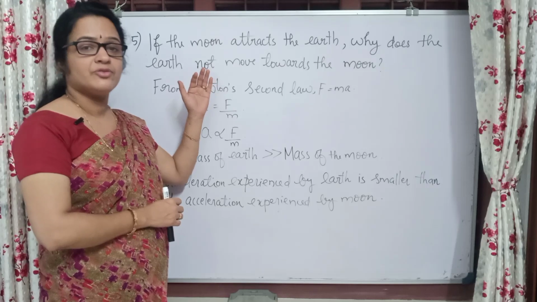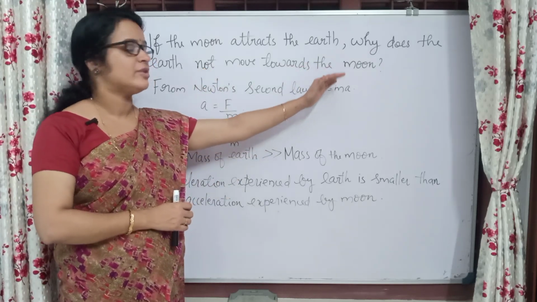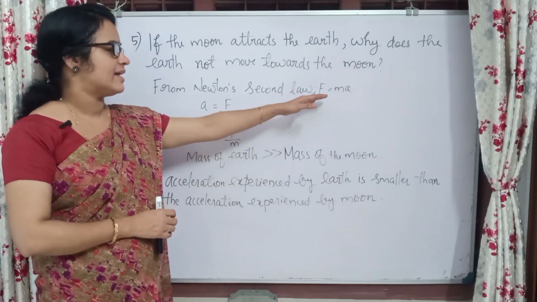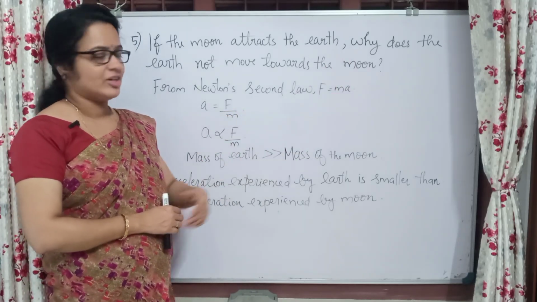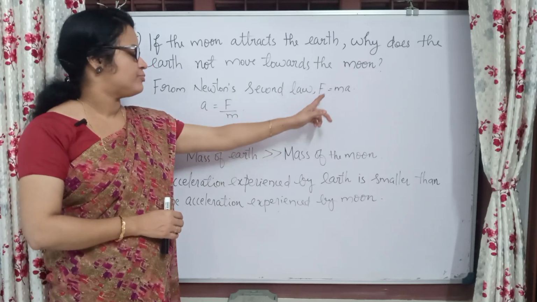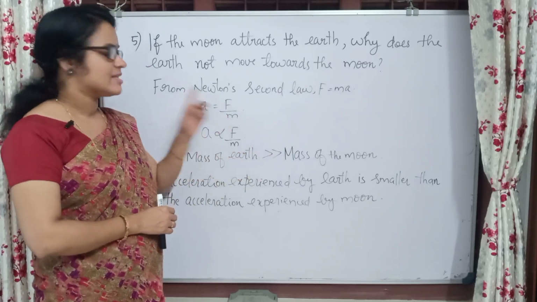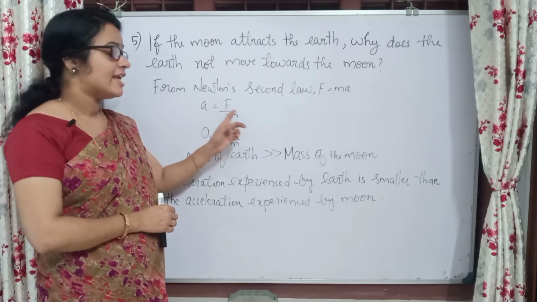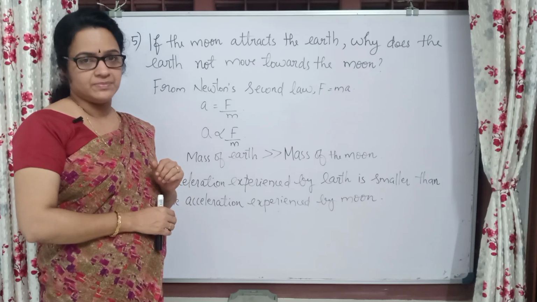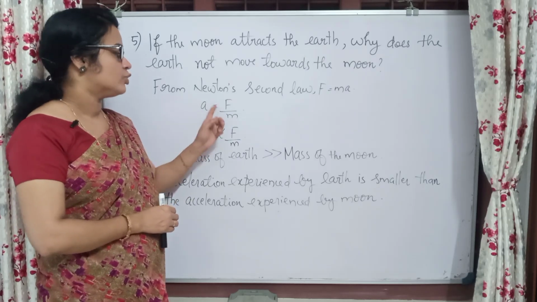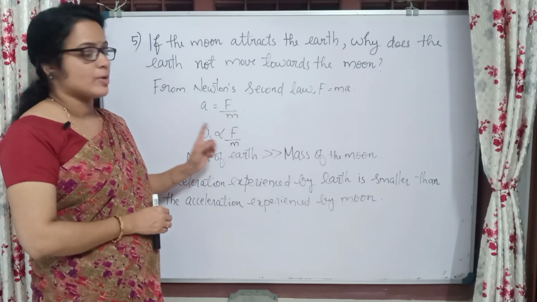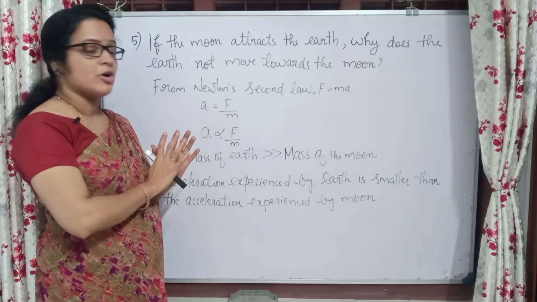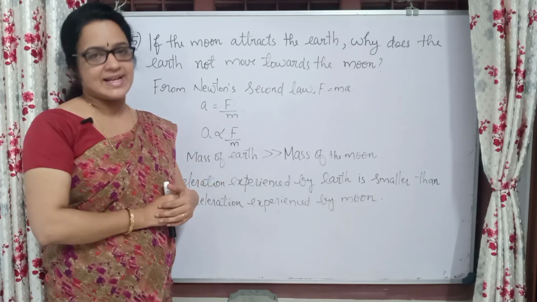Here we know from Newton's second law that F is equal to m into a. Force is equal to mass into acceleration. Here we can find the equation for acceleration. What will be the equation? a is equal to F by m, where m is the mass of the body. We can see that the acceleration is inversely proportional to the mass of the body. Right, a is equal to F by m, or we can say that a is proportional to F by m. That means the mass of the body is inversely proportional to acceleration.